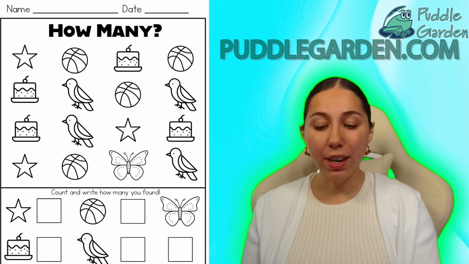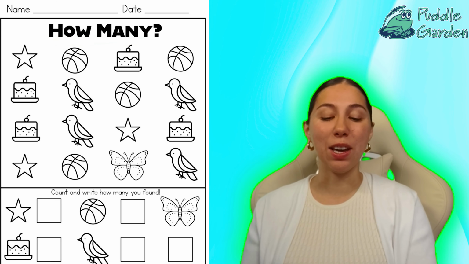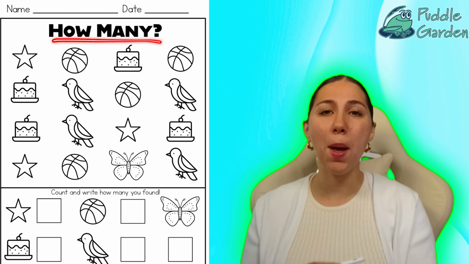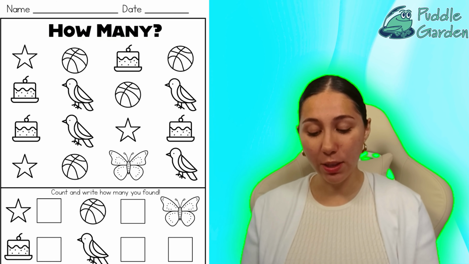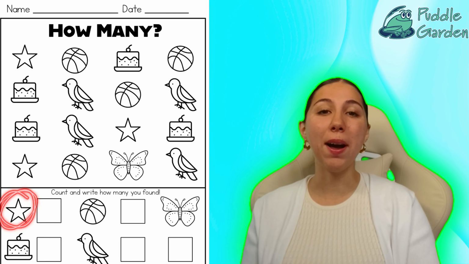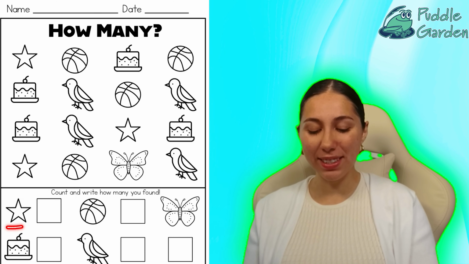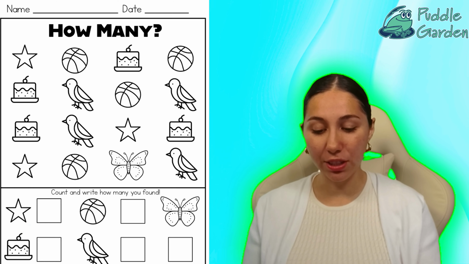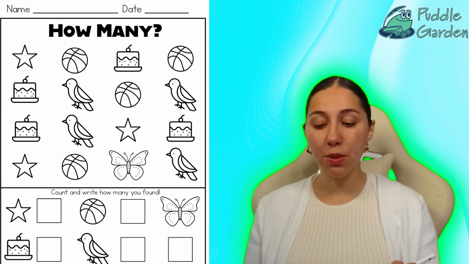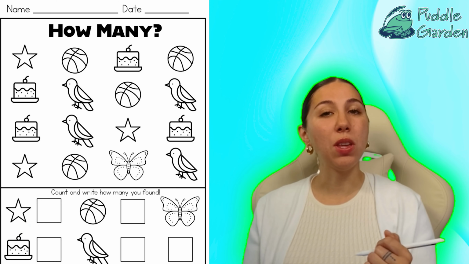So we are going to do "how many" today. We're going to practice our counting. We're going to find the picture, then we're going to write how many. So our first is a picture of what? That's right, this is a star. So we are going to find our stars today. What we're gonna do, I think we'll just circle it and then we can write the number.